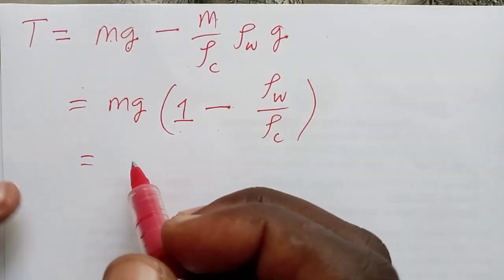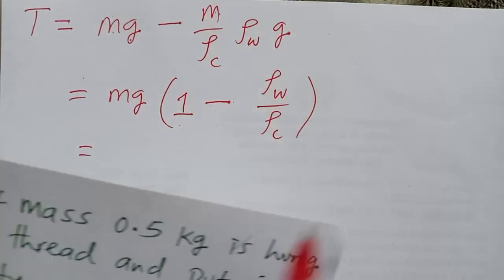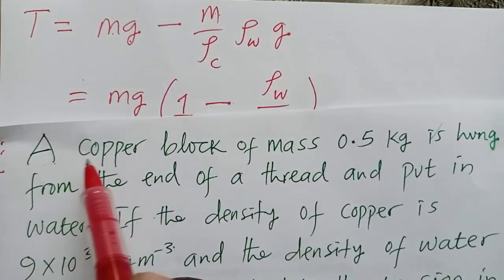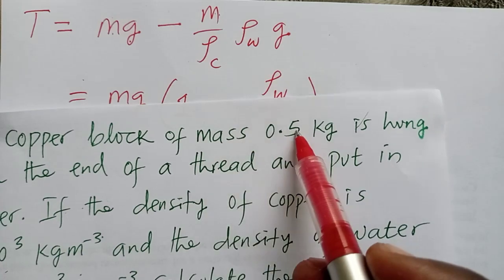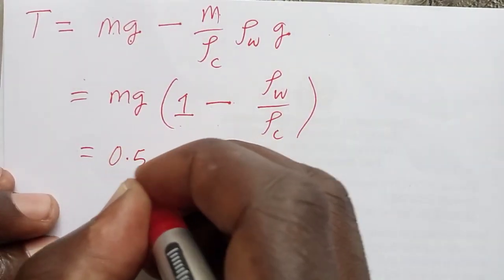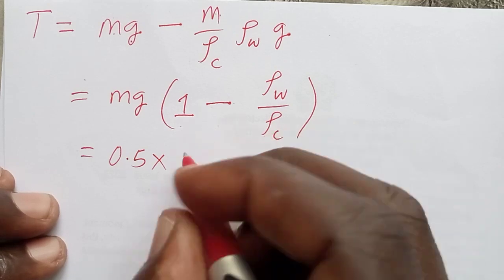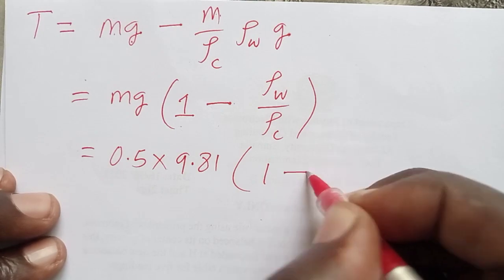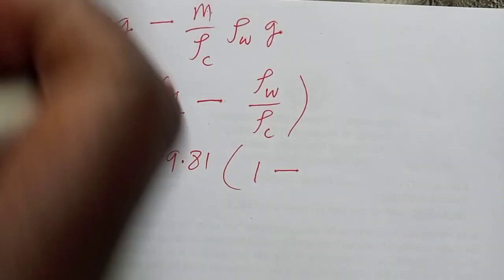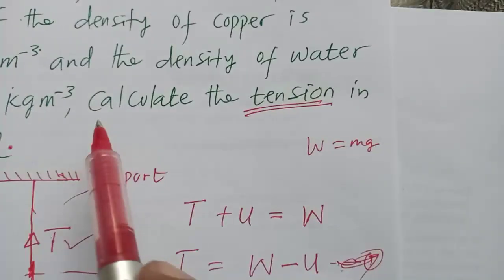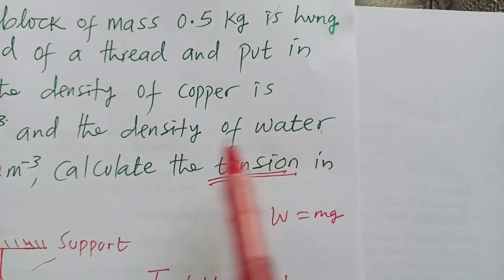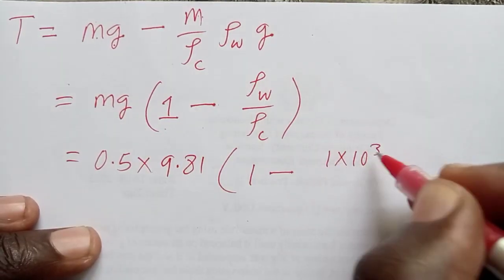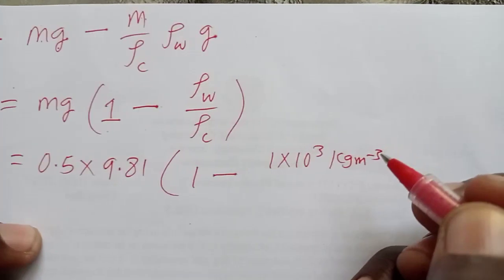So the next thing I will do is to substitute what I am given. This m is the mass of copper, and it says a copper block of mass 0.5, so I will put 0.5 here, multiplied by my g, which is 9.81, and then open bracket 1 minus density of water. The density of water is 1 times 10 to the power 3, so I have 1 times 10 to the power 3 in kilogram per cubic meter.